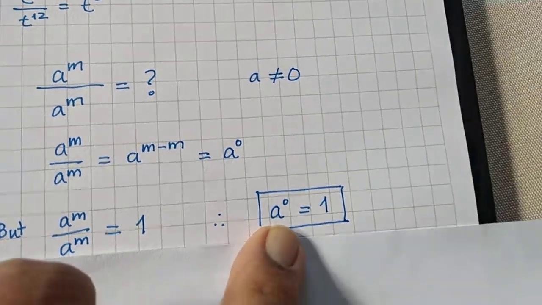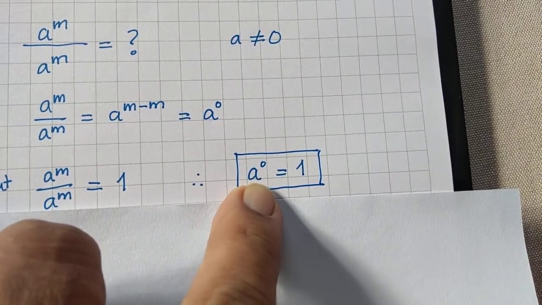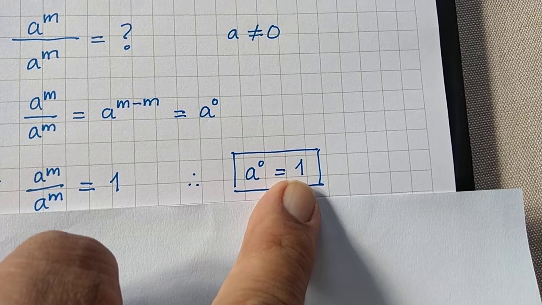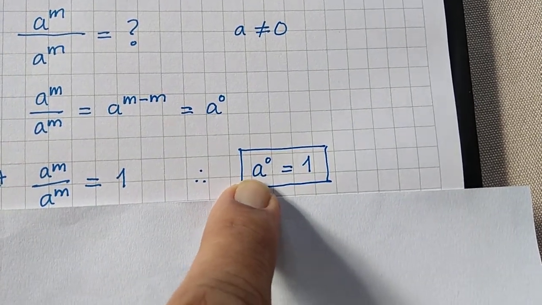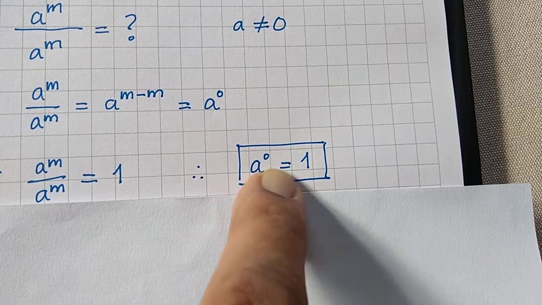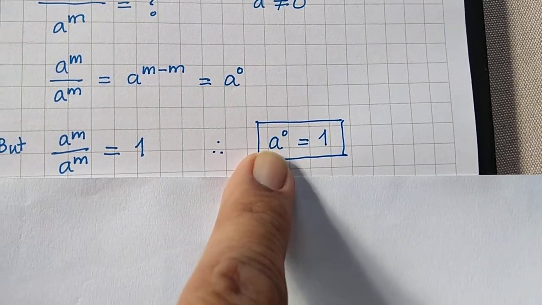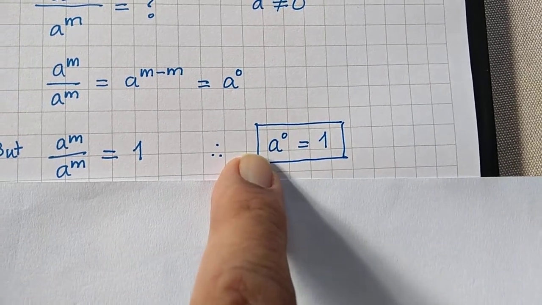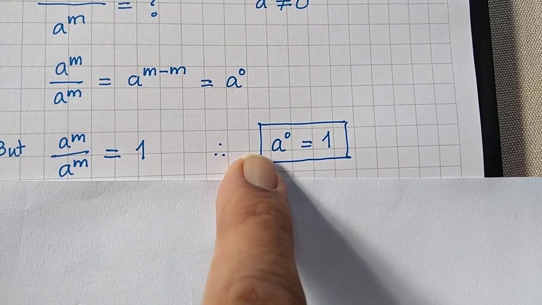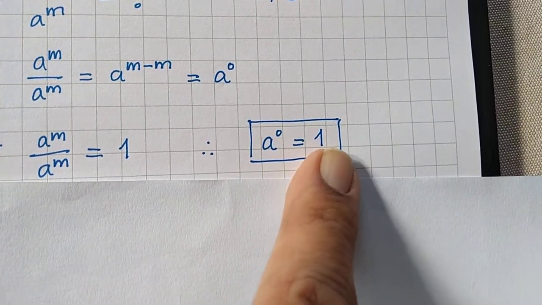So therefore we come to a funny definition. A to the power 0 is equal to 1. And this 1 is independent of the value of a. So you could take any number here and you'll still get 1. If you take 16 to the power 0, it is 1. If you take minus 353.789 to the power 0, it's still equal to 1.